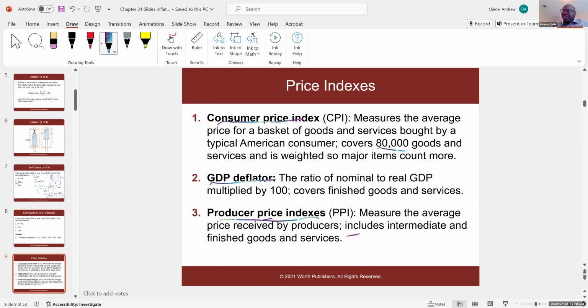So the goods that are purchased by a producer are typically different from the goods that are purchased by a consumer. Okay? So sometimes we want to know what the general price level is for goods that are purchased by American producers, typically capital goods or intermediate goods. Okay.